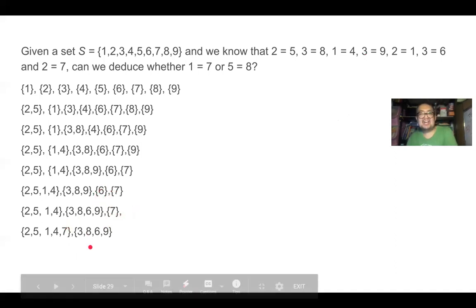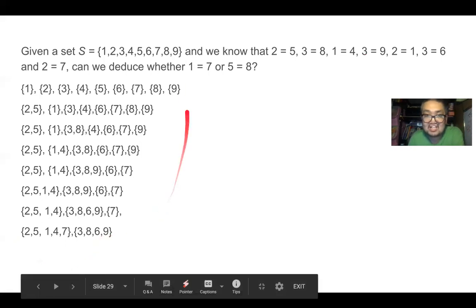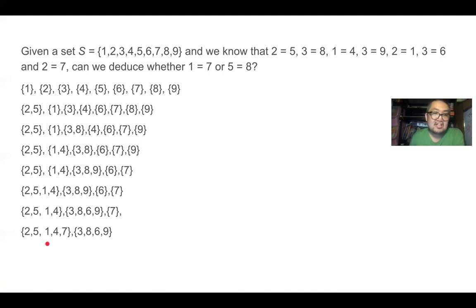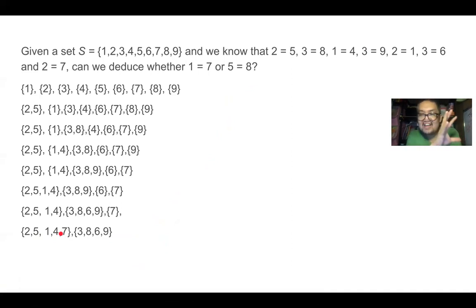So, ano yung nakita natin? We were able to partition yung original na set natin into disjoint components. So, to deduce whether 1 is related to 7 or 5 is related to 8, it's just a matter of looking whether they belong to the same set or not. Since 1 and 7 belong to the same set, then they are related. Since 5 and 8 do not belong to the same set, then they are not related. So, from having a brute force solution, meron tayong mas mukhang simpleng way of solving that.